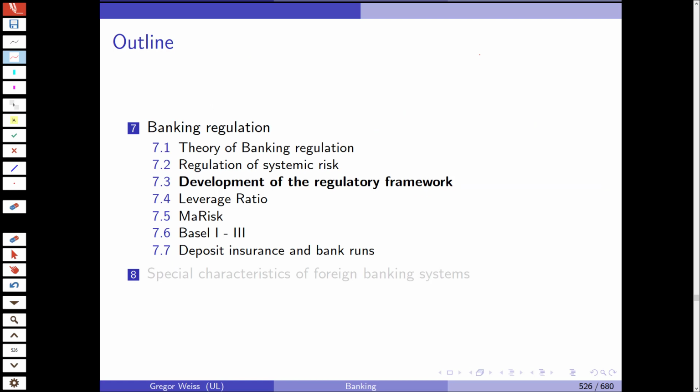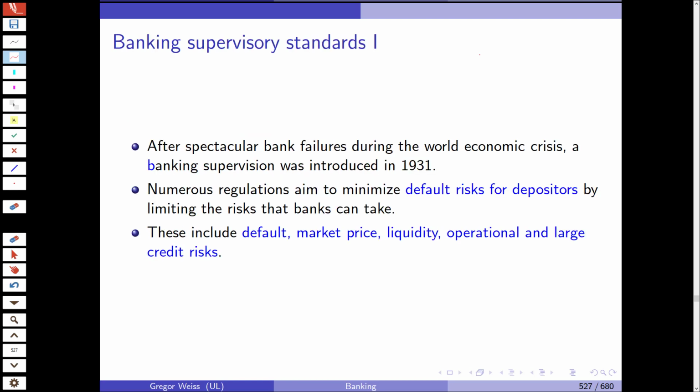Okay, now let's look at the development of the regulatory framework. What should we do? Now, after some very spectacular and unfortunate bank failures during the world economic crisis, during the Great Depression, we saw the first types of banking supervision in Germany introduced in 1931. Now, numerous regulations were introduced, and they all aimed to minimize default risk for depositors by limiting the risks that banks can take. For example, default, credit, market price, liquidity, operational, and large credit risk.